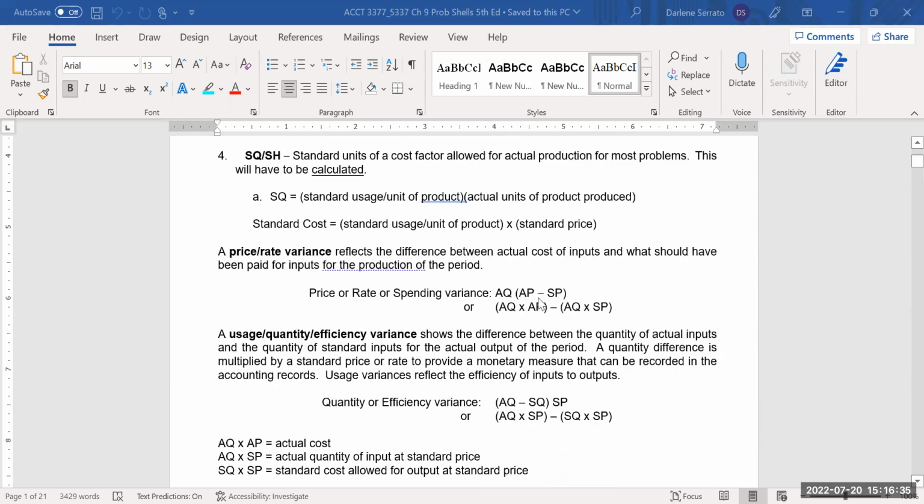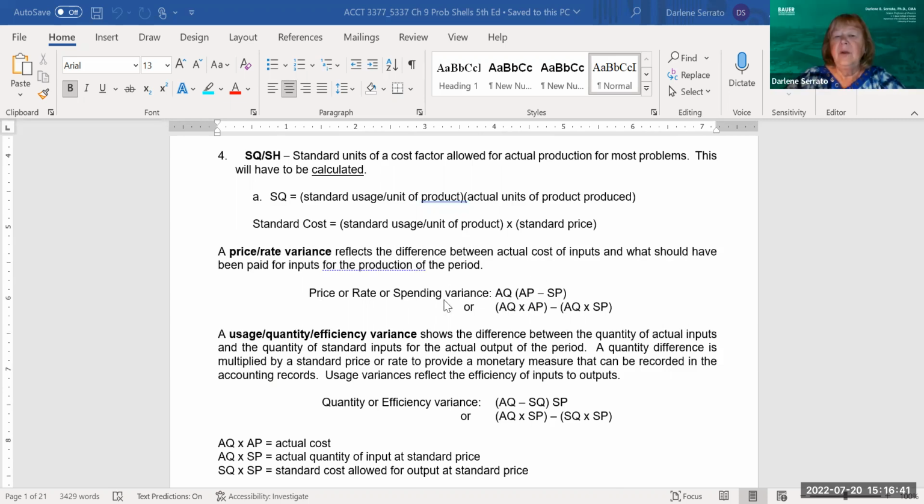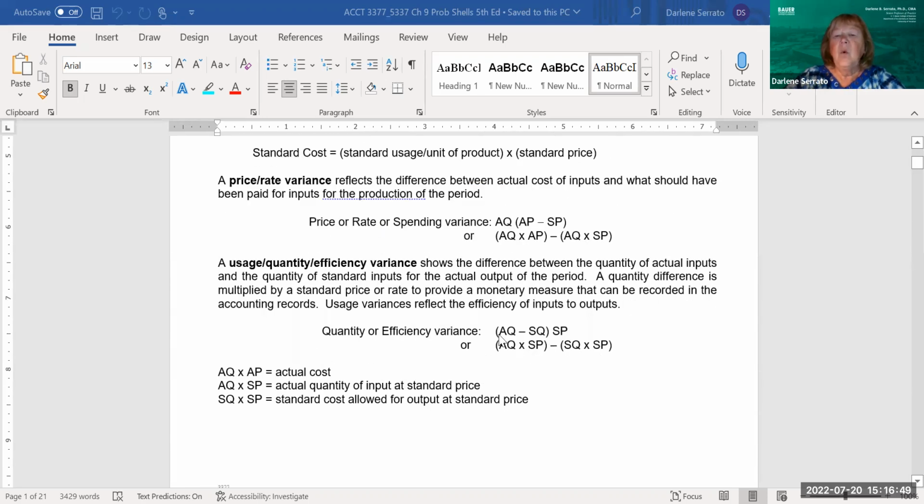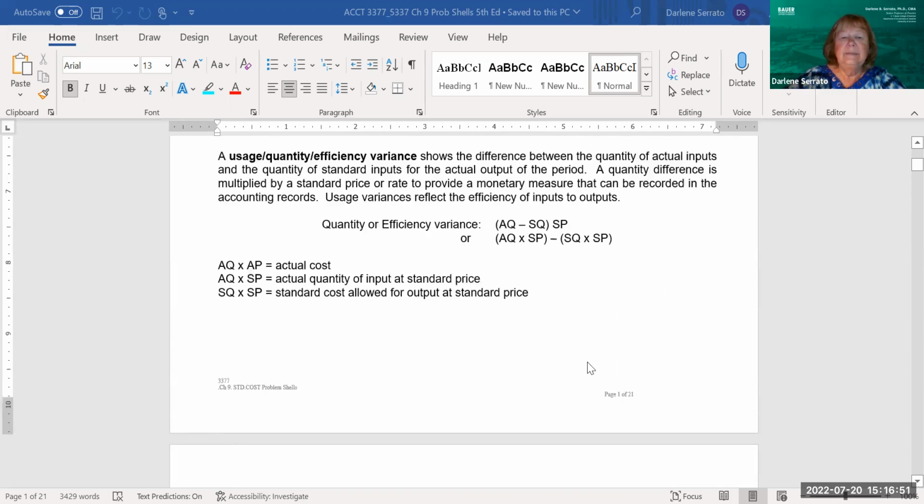Okay, this is my formula for the rate or spending variance, price variance. I'm using AQ next to the AP. Doesn't make any difference what side you're putting it on. This is the quantity efficiency variance.